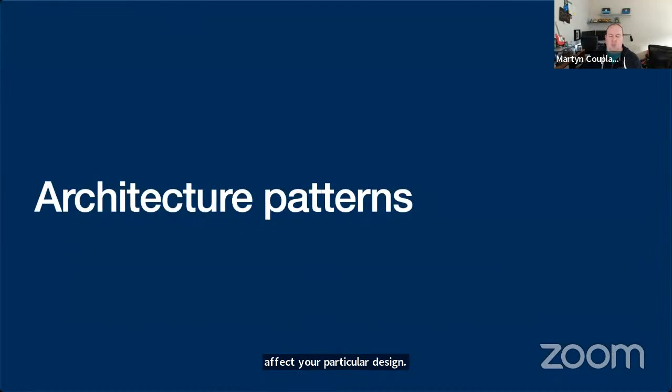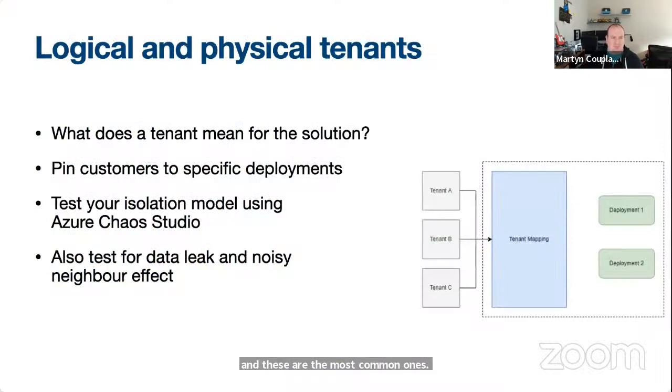Okay, so moving on to architecture patterns. So there's quite a lot to go through. So we're going to talk about 6, I think there is in here, and these are the most common ones. So first up is logical and physical tenants. So once you've determined what the tenant means for your particular solution and whether you should distinguish between logical and physical tenants, this is something that might come into play.